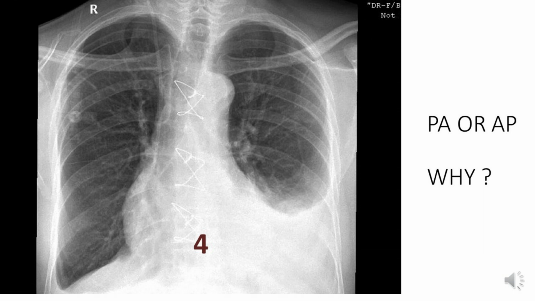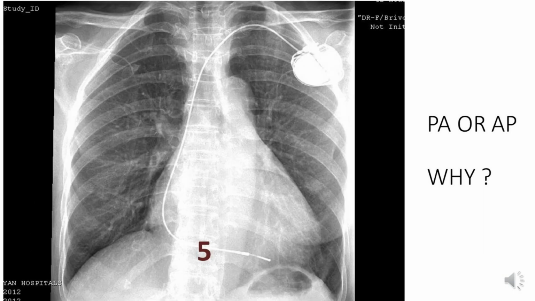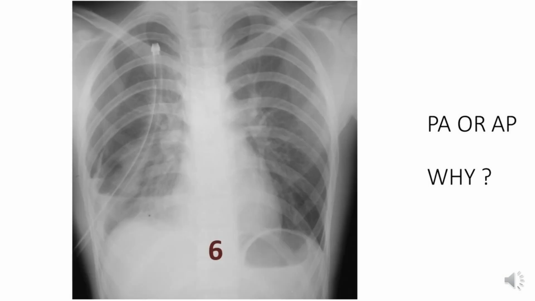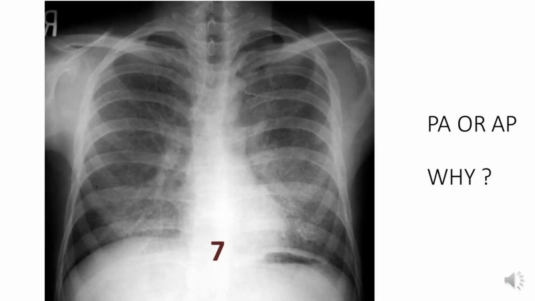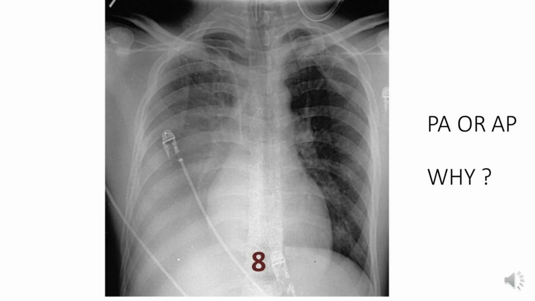Fourth image shows sternotomy sutures with left pleural effusion. Is it PA or AP view and why? Fifth image shows pacemaker in situ. What about PA or AP view and why? Sixth image shows right hydropneumothorax. Is it PA or AP view and why? Seventh image shows diffuse haziness in the bilateral lungs, more in the perihilar levels as in viral pneumonitis. But is this PA or AP view and why? Eighth image, last one, is this PA or AP view and why?